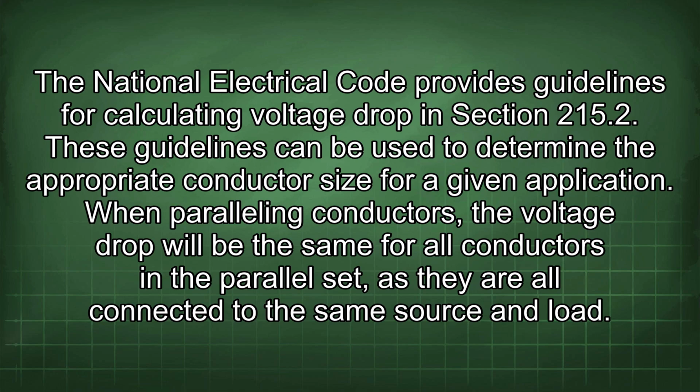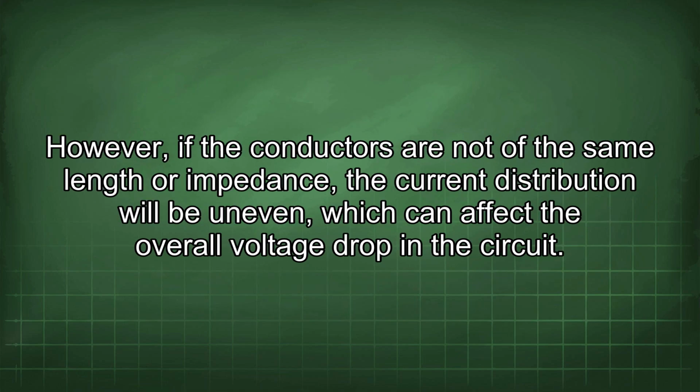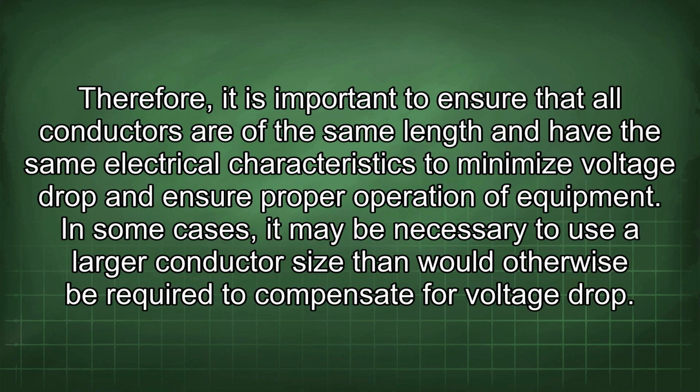When paralleling conductors, the voltage drop will be the same for all conductors in the parallel set, as they are all connected to the same source and load. However, if the conductors are not of the same length or impedance, the current distribution will be uneven, which can affect the overall voltage drop in the circuit. Therefore, it is important to ensure that all conductors are of the same length and have the same electrical characteristics to minimize voltage drop and ensure proper operation of equipment.